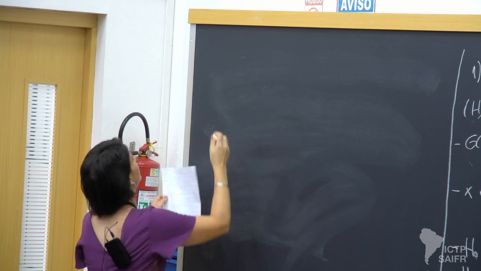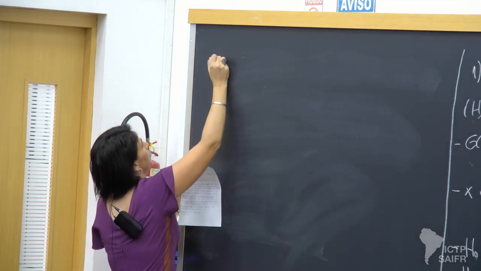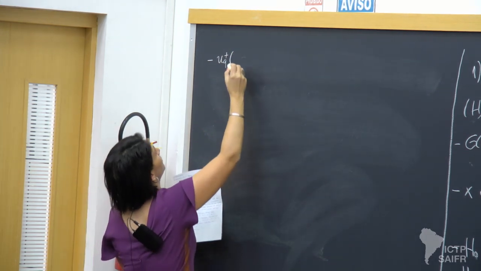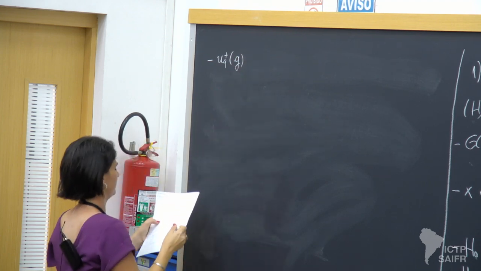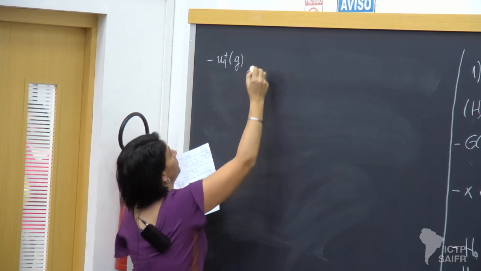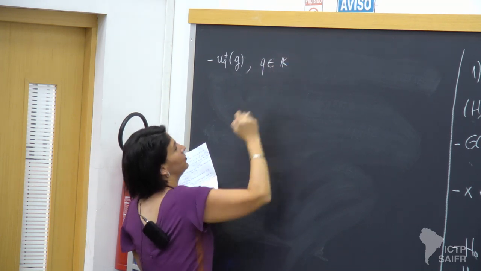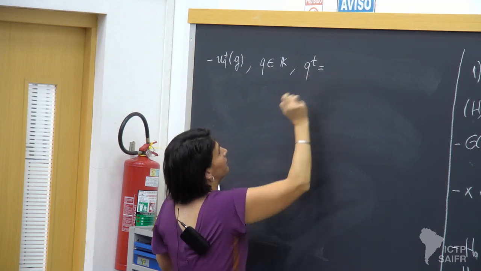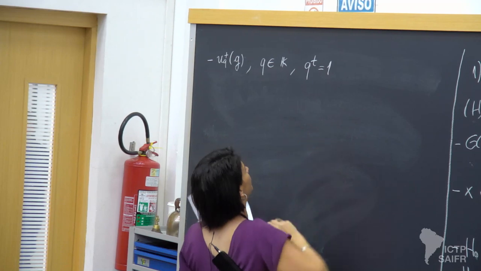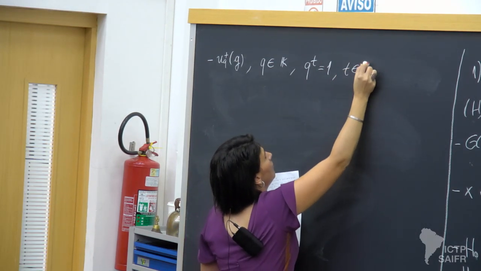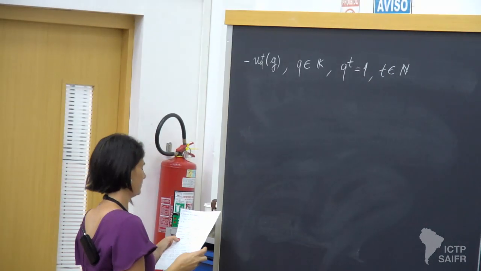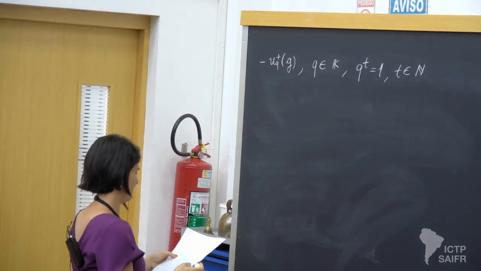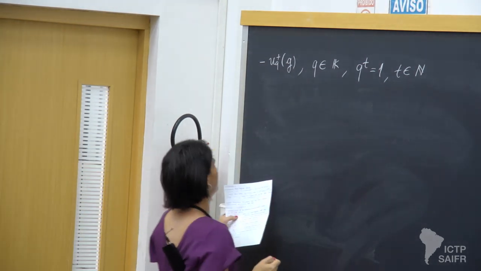Now we talk about the positive part of the Frobenius-Lusztig kernel. How do we define this? Now we have to say that q also is in the field, but q is a root of unity. Because if q is not a root of unity, this example is exactly the same as the last one. So the interesting case is where q is a root of unity.